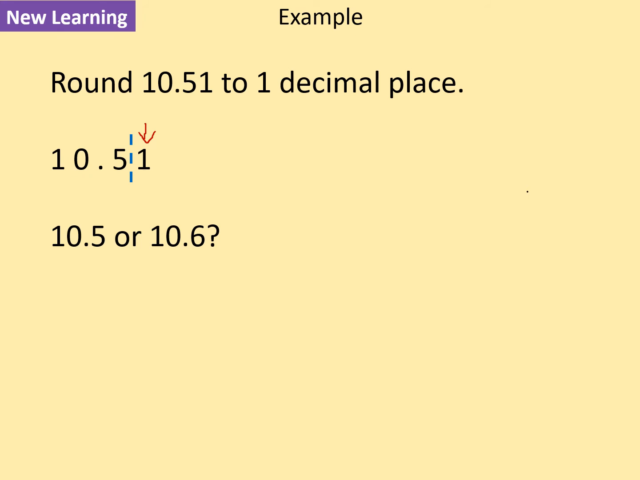If it's 4 or less, we let it rest. So look at this digit here. Is 1 less than 4? It is. So our 5 is going to stay where it is. It's just going to become 10.5. So we can say 10.51 is approximately equal to 10.5, rounded to 1 decimal place.